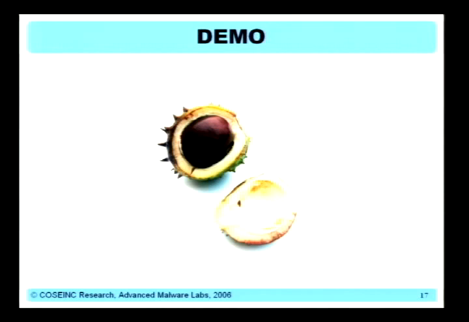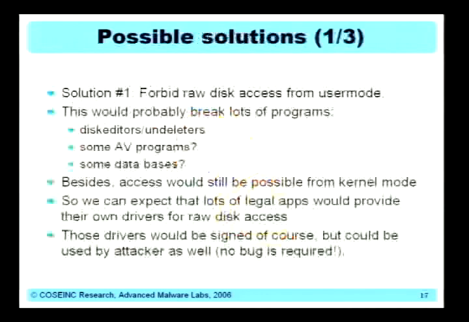Okay. Maybe I will just finish this first part. We'll have 2 minutes for questions, and then we go to the second part, okay? Because I would like to talk about possible solutions to this problem right now. I see 3 solutions to this problem. Solution number 1: forbid raw disk access for user mode applications, so that CreateFile on \\.\C: will not work anymore.